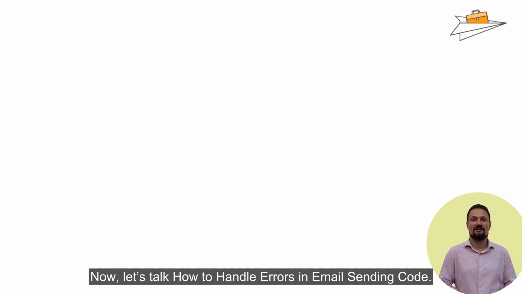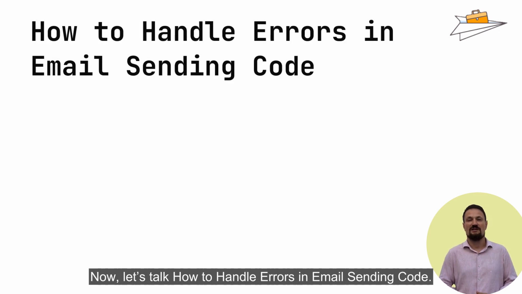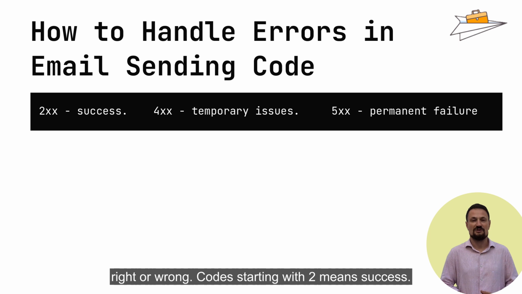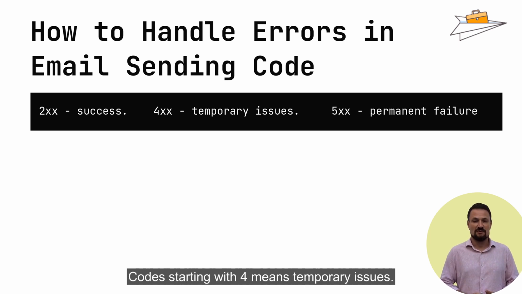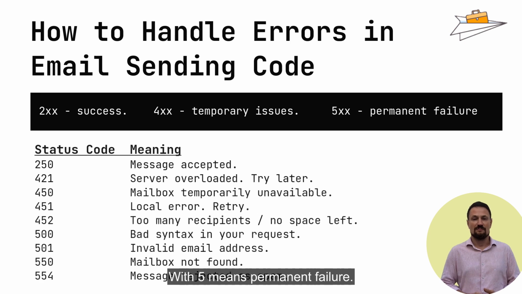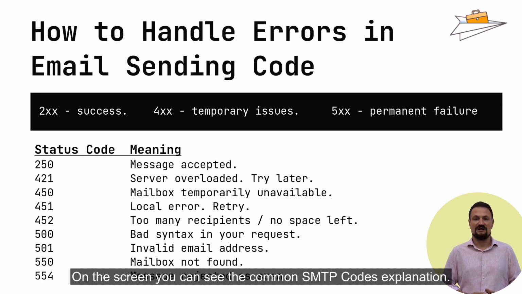Now, let's talk about how to handle errors in email sending code. SMTP servers respond with 3-digit codes that explain what went right or wrong. Code starting with 2 means success. Code starting with 4 means temporary issues. You can retry sending. With 5 means permanent failure. You need to fix the problem first. On the screen you can see the common SMTP code explanations.